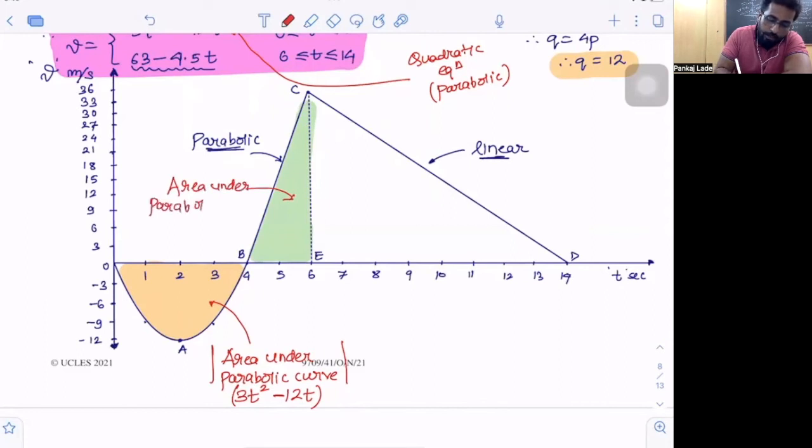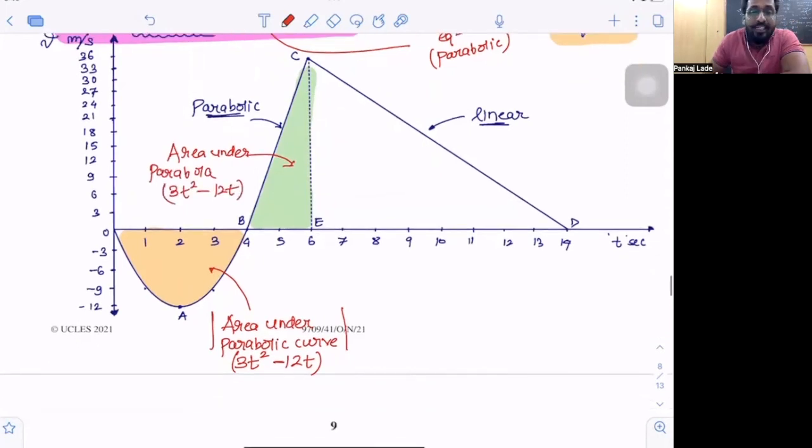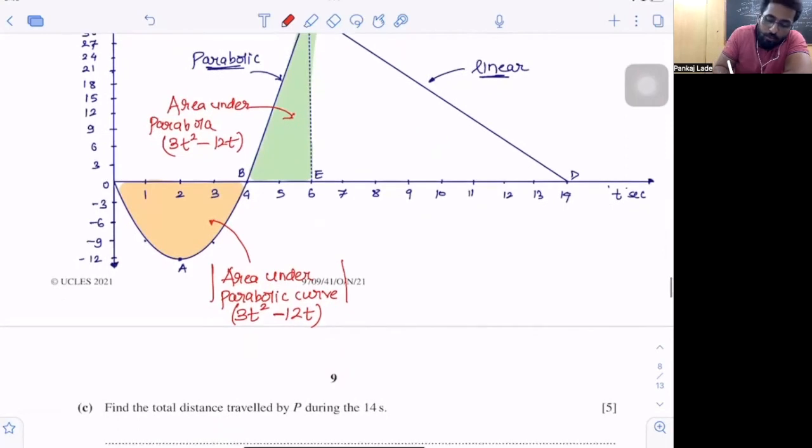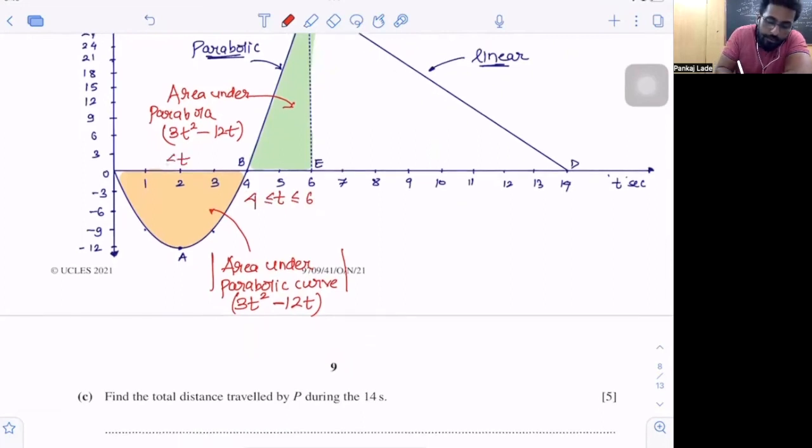And you know what the equation is? 3t square minus 12t. So here t is lying from where to where? For this region, t is lying from 4 to 6 seconds. For this region, t is lying from 0 to 4 seconds. Okay, very important limits is what I have considered over here.